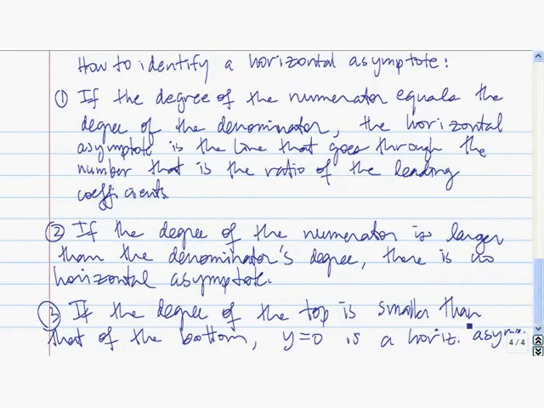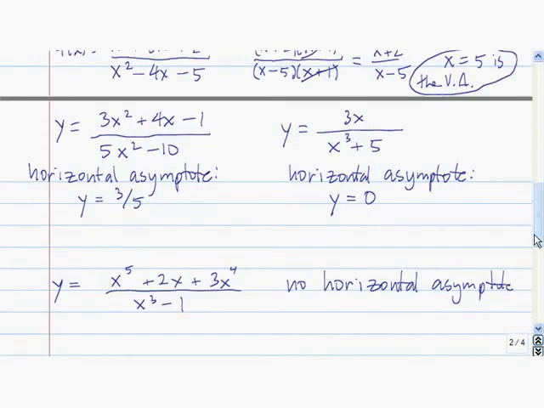Finally, if the degree of the top is smaller than the degree of the bottom, the line y equals 0 is a horizontal asymptote. That was like this case. The degree of the top is smaller than the degree of the bottom, so y equals 0 is a horizontal asymptote.